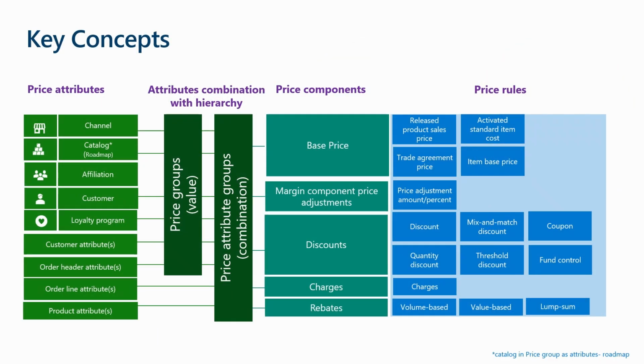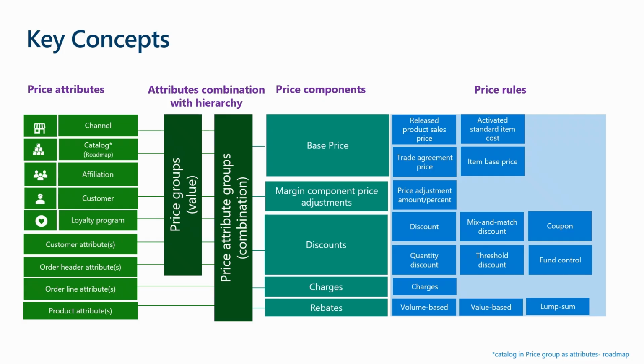I'd like to talk about key concepts of price groups in the unified pricing structure. When setting up a price group, you can link it to an attribute group that integrates various pricing attributes, such as channels, catalogs, affiliations, customers, loyalty programs, and order header attributes. You have the flexibility to use these attributes individually or in combination within your price group. This approach ensures that your pricing remains consistent and accurate, regardless of which customer segment or channel is involved, providing a unified experience across all touchpoints.